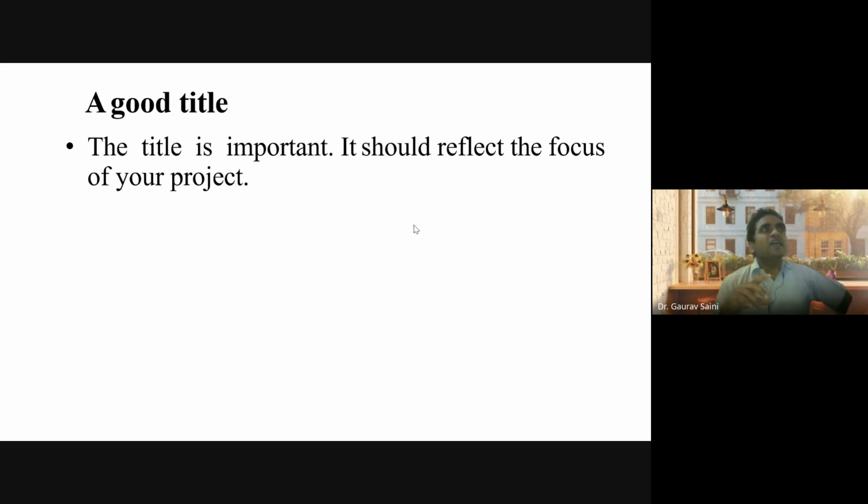So it should not be three lines long, and it should not be half a line. It should have the basic keywords that are coming in your project, coming in your proposal. The title should be so innovative and so effective that you have to spend, I would say, one day on this part. You have to take suggestions from your colleagues, and from successful grantees, those who have received the funding. So you have to take care of that.